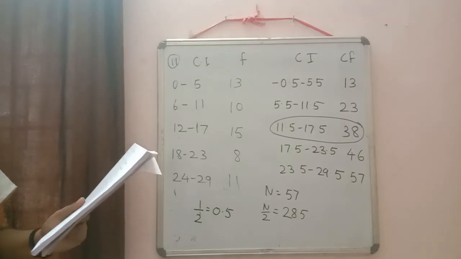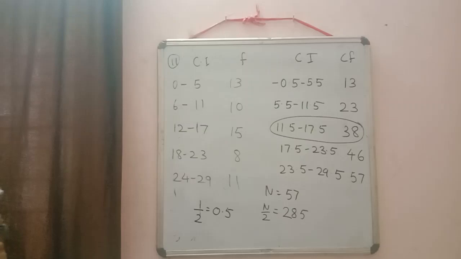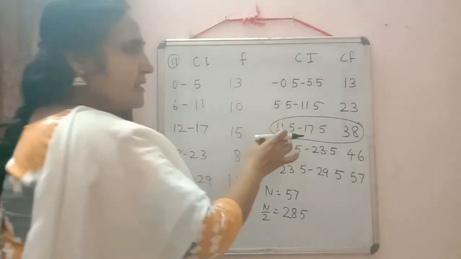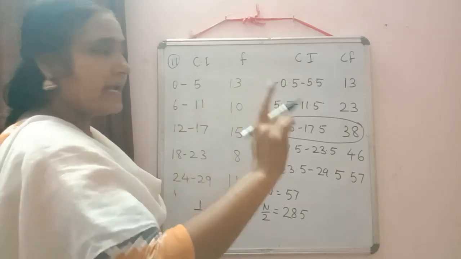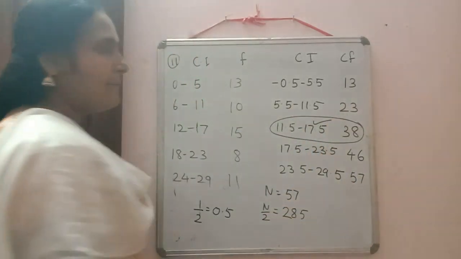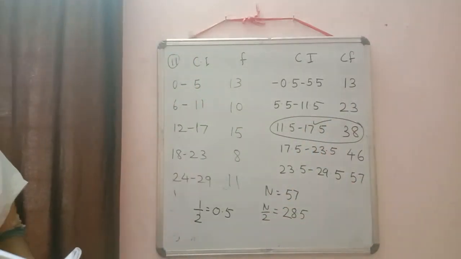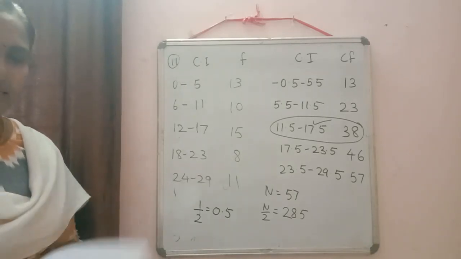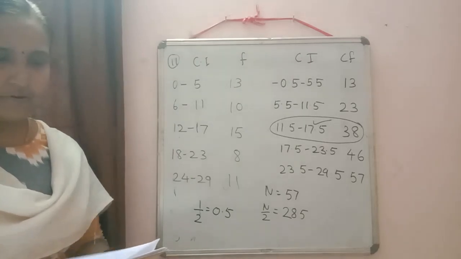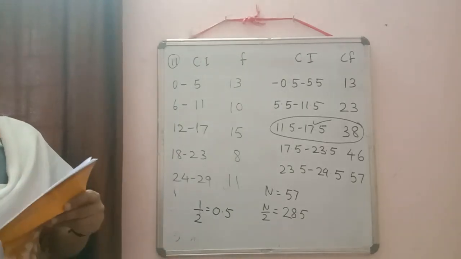Just write down what is the upper limit of the median class. Here is the median class. What is the upper limit? The number on the right hand side. So the median upper limit is 17.5. So I hope you are getting all these questions. Okay, so all of you write down the next one.